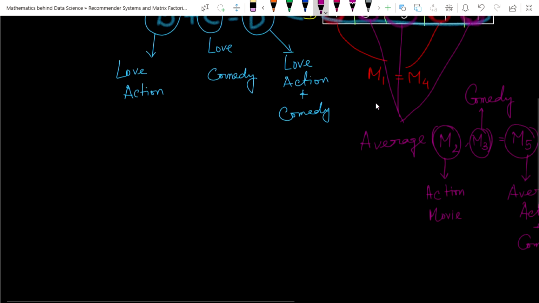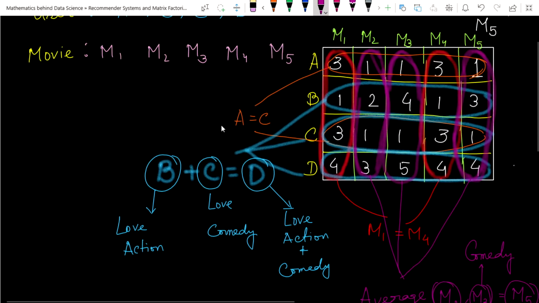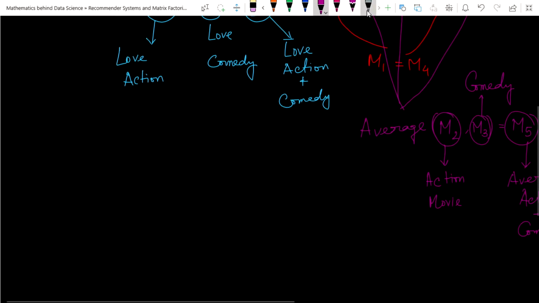So now the question is, in Netflix there is a large amount of movies and a large amount of customers. So it is not possible for a single user to watch every movie. So in such situations, our matrix will not be filled by data. So let's look at this type. Suppose this is our data set.